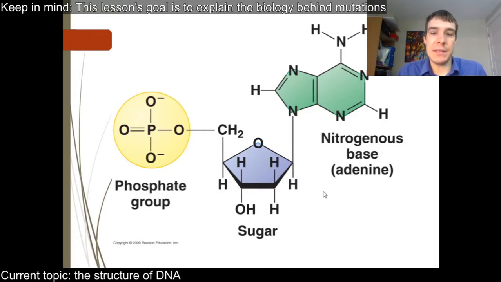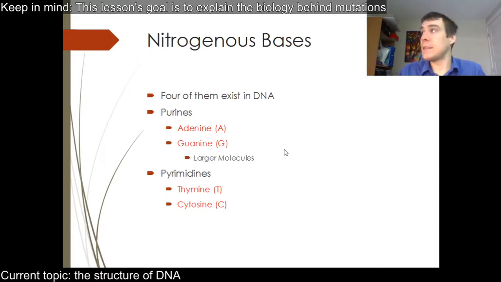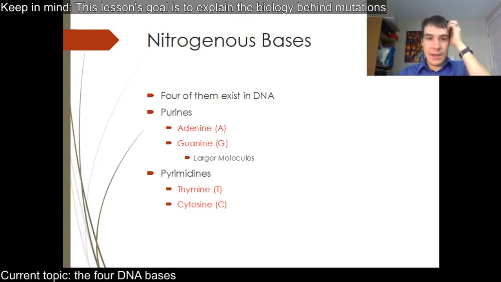There are different bases. So the next piece is about the different DNA bases. The four DNA bases are A, G, T, and C. That's adenine, guanine, thymine, and cytosine. The A and the G are big, and the T and the C are small. The big ones are called purines, and the small ones are called pyrimidines.